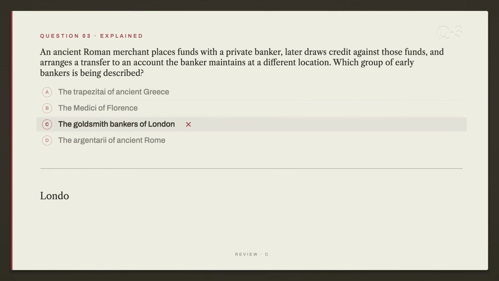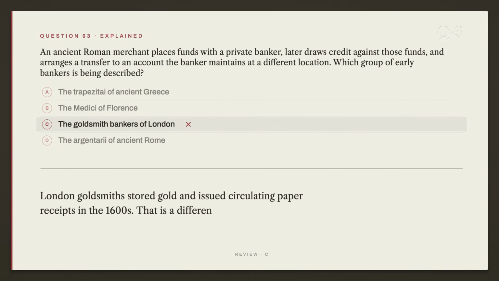C is wrong because London goldsmiths stored gold and issued circulating paper receipts in the 1600s. That is a different era and a different mechanism from Roman deposit and transfer banking.